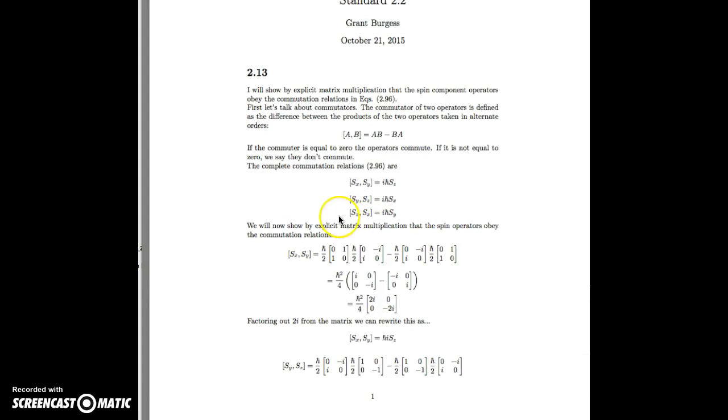So you see that I have shown through explicit matrix calculation that the spin component operators obey the commutation relations in equations 2.96.